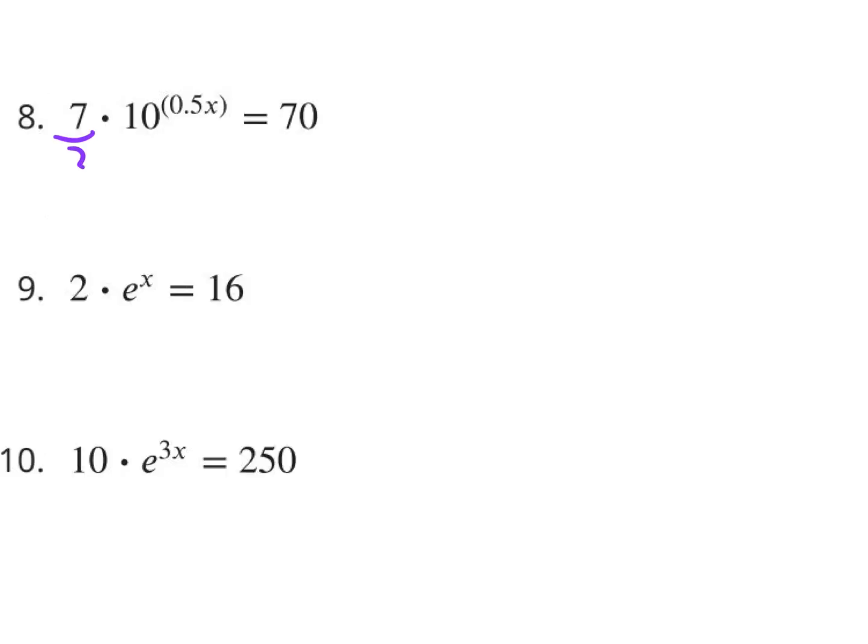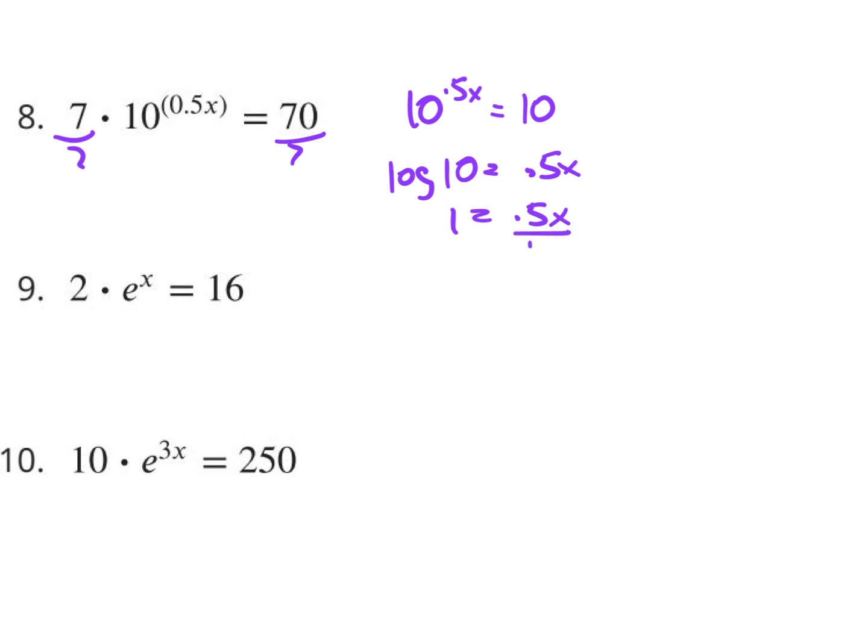Same thing, divide by 7 on both sides. 10 to the 0.5x equals 10. Take the log. Log of 10 is 1, so 1 equals 0.5x. Divide by 0.5. x equals 2. Okay, for 9, divide by 2 first. e to the x equals 8. Natural log brings the x down. And x equals the natural log of 8.